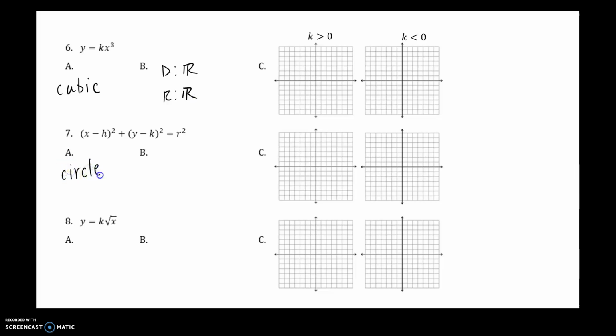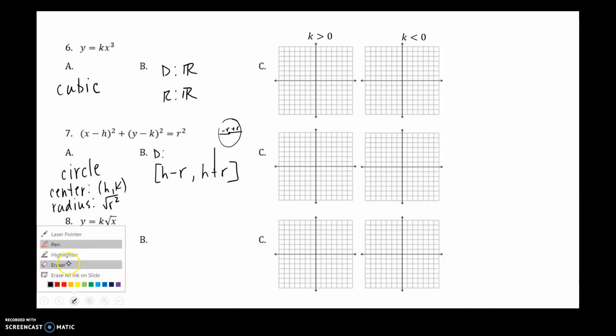Number 7 is a circle, and the circle has a center at the point h comma k, and its radius is the square root of r squared. So my domain, my possible x values: if I think of a circle, they'll be from the center and the radius in either direction. So I'm going to write this in interval notation. My domain will be my center minus my radius as the left bound, and then my center plus my radius will be the right bound of the domain.